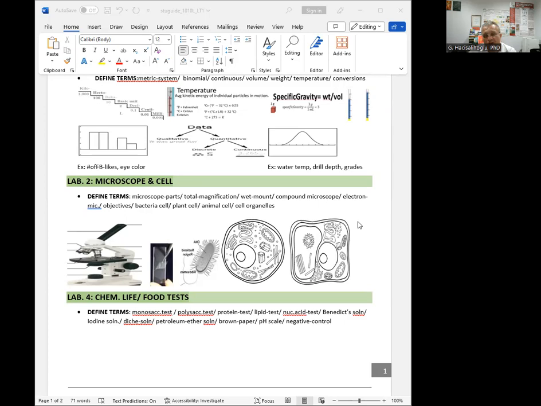For monosaccharides, we use Benedict's solution and look at the color change, like orange. For polysaccharides, we use iodine, and we look at the color change to black. For proteins, we also use a test which checks if we're getting a blue or bluish color from these solutions. For lipids, we use brown paper to test for grease accumulation or not. And then eventually we have pH and the pH scale.